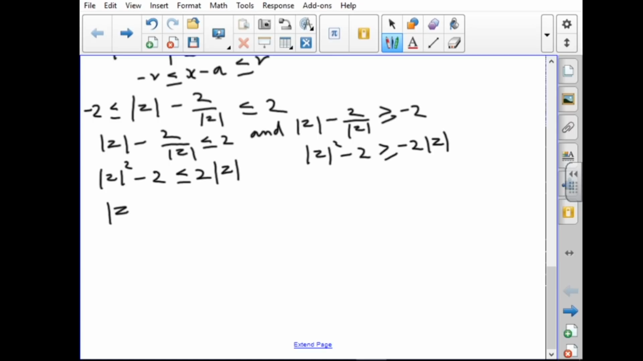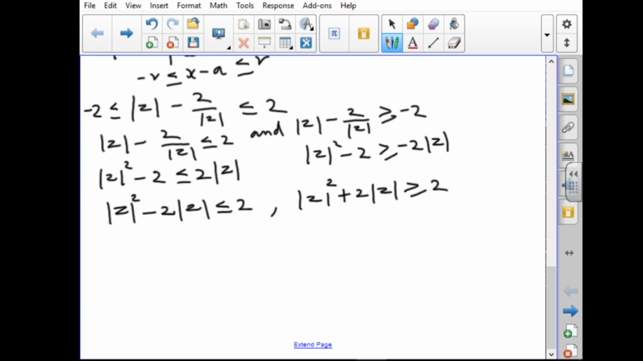Then this can be written as modulus of z square minus 2 modulus of z, and this minus 2 you take to the other side, it becomes plus 2. And this is modulus of z square minus 2 modulus of z, bring this side, so it becomes plus 2 modulus of z is greater than or equal to 2.